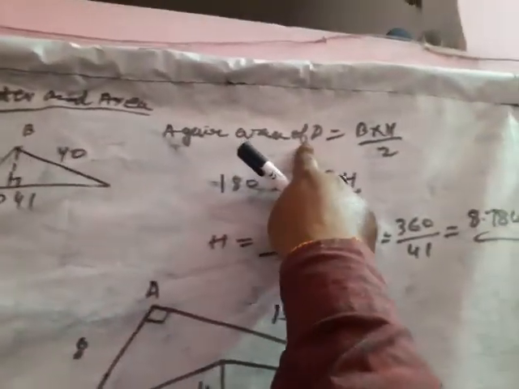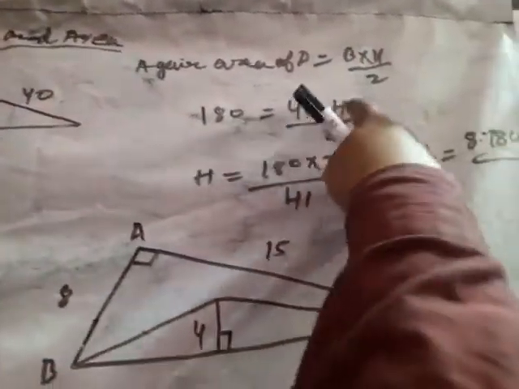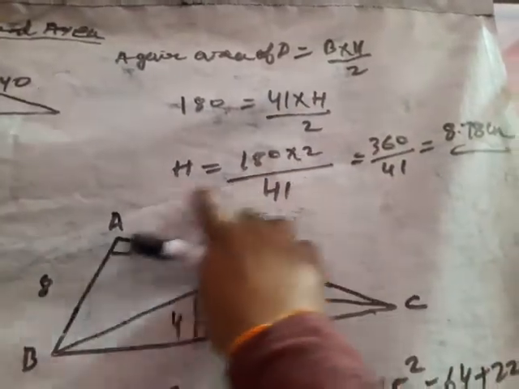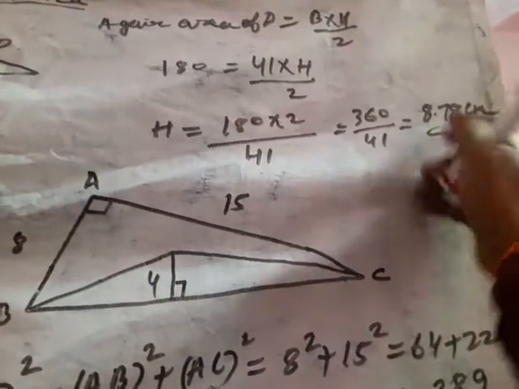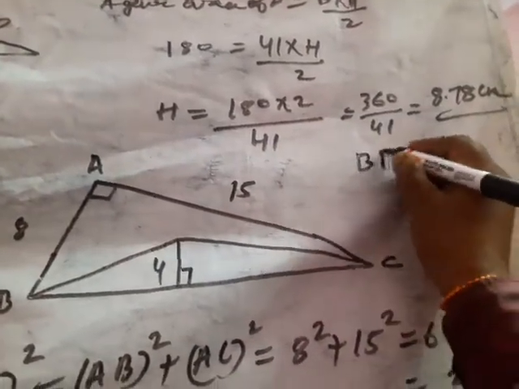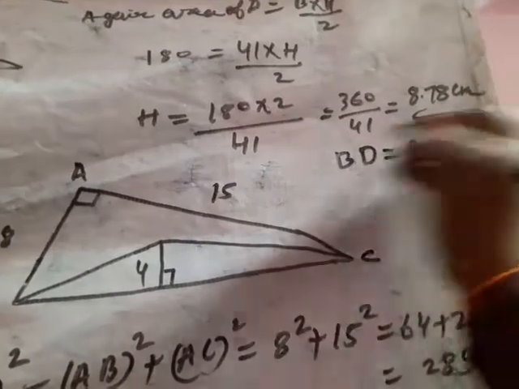Again, area of triangle is equal to base into height upon 2. But the area you calculated in the first part, 180, is equal to base 41 and height h upon 2. So after calculating, h is equal to 8.78 centimeter. It means BD is equal to 8.78 centimeter.